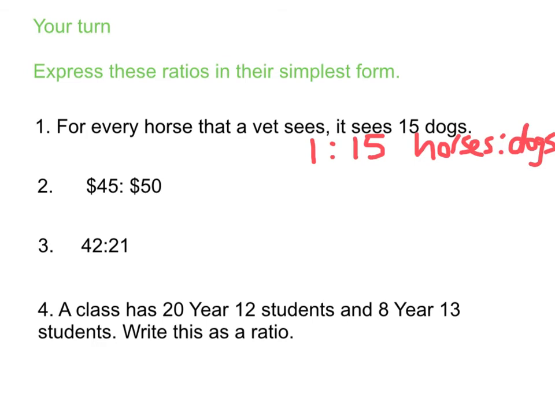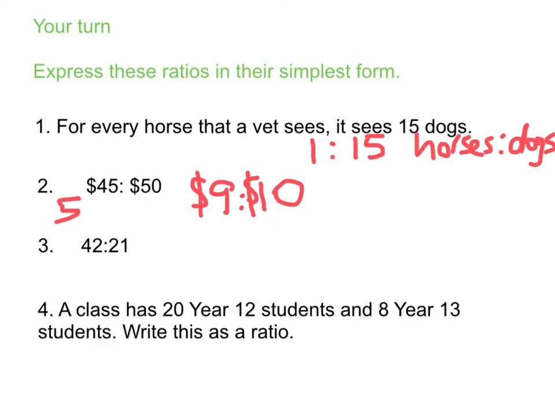Right, the next one, $45 for every $50. In this one, there's a common factor that you need to take out. The common factor is 5. So this we write as 9, 45 divided by 5, to 10. And we can put our dollar signs back in. Okay, so 9 to 10. Same idea with the next one.